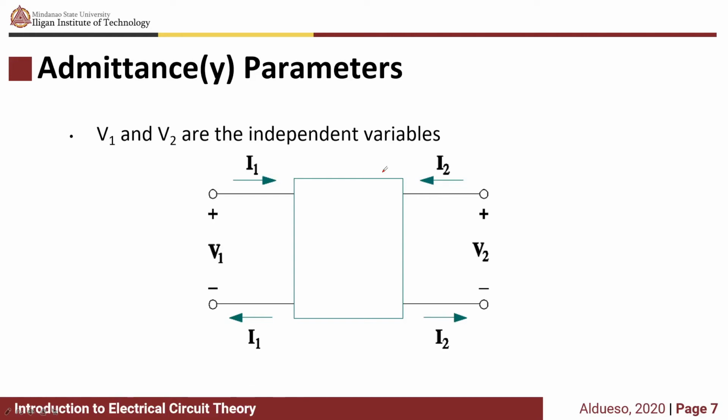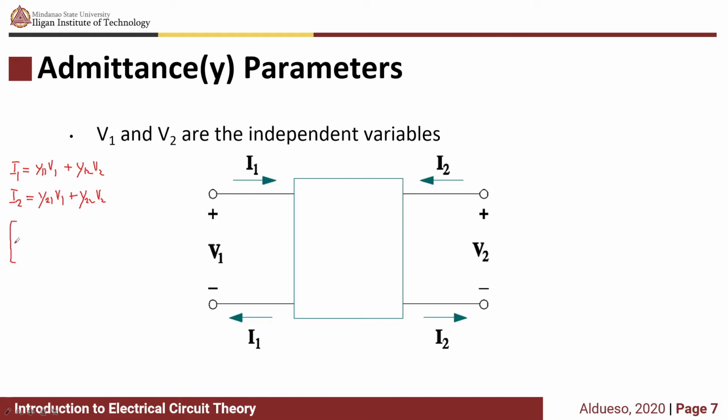So next, let's discuss the y parameters. Now for the y parameters, v1 and v2 are the independent variables, so our currents I1 and I2 are our dependent variables. We have our I1 equal to y11 v1 plus y12 v2. Then our I2 equal to y21 v1 plus y22 v2.